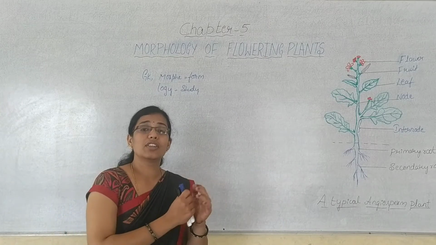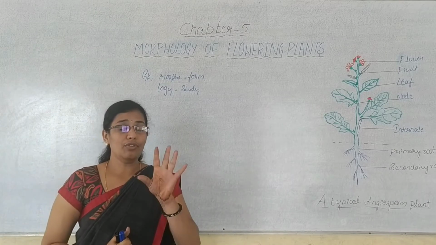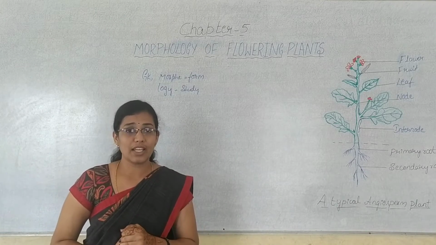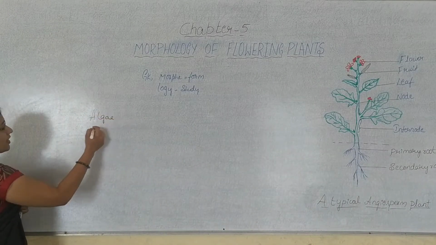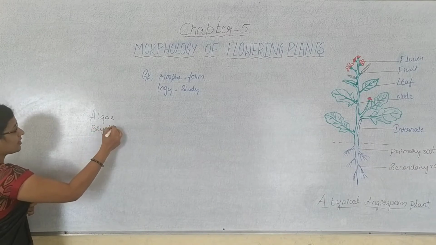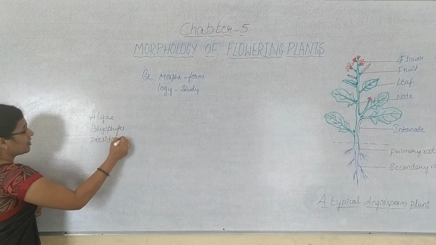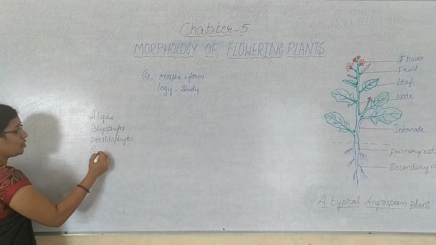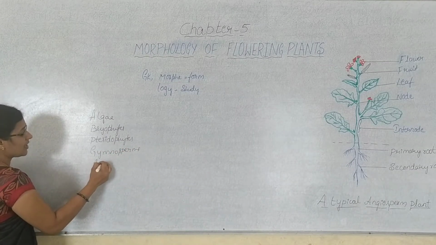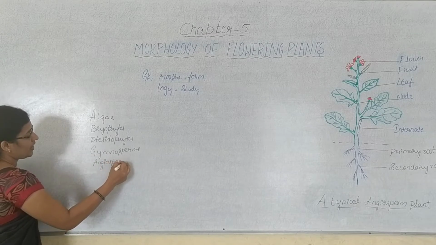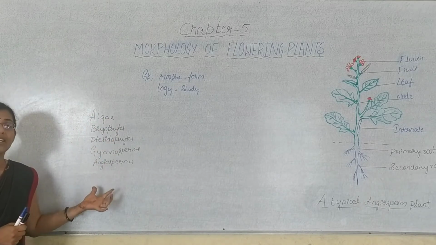Now let us move on to the kingdom Plantae. Kingdom Plantae is again divided into 5 different divisions. What are they? Algae, bryophytes, and then comes the pteridophytes, gymnosperms, as well as angiosperms. The kingdom Plantae has been divided into these 5 different divisions.